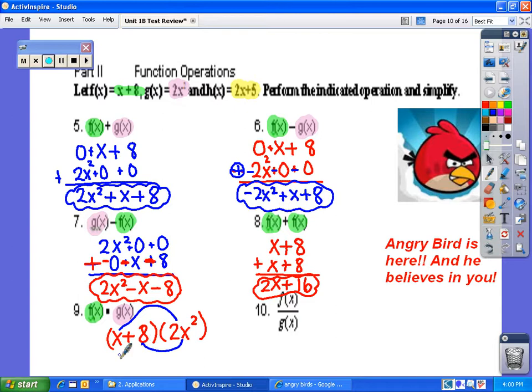If I were to write it out, it would be x times 2x squared plus 8 times 2x squared. Notice that in both cases the squared stayed on the inside. So then my final answer would be 2x, and since there are 2 and 1 x's here, that's 3, so 2x to the third, and 8 times 2 is 16x squared.